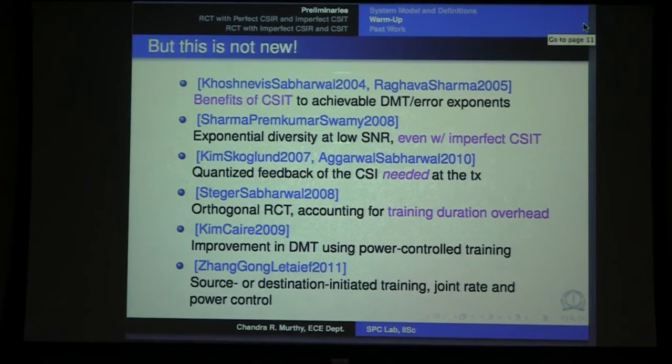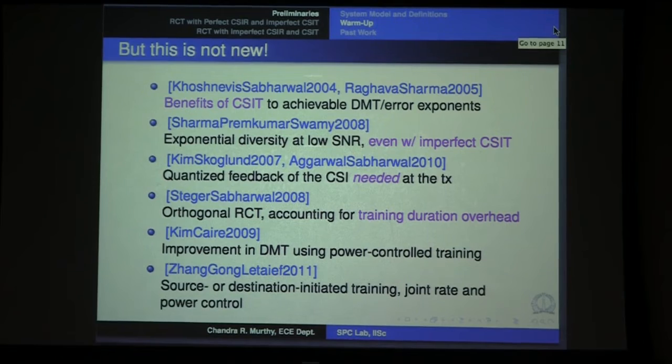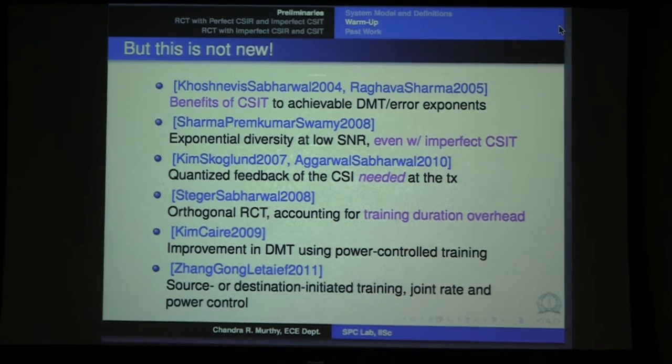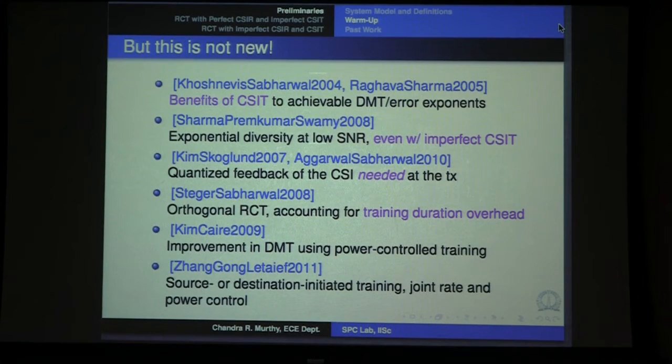These kinds of observations are not new. There are several works in the literature that have made these kinds of observations, either from a diversity multiplexing gain trade-off perspective, or from a data rate or simple outage probability perspective, with rate control, power control, etc. So there's quite a bit of literature in this area. The work that is closest to the kind of work that I'm going to talk about is the work by Agarwal and Sabharwal in 2010 and Steger and Sabharwal in 2008. In flavor, the work that I'm going to talk about is closest to these works.